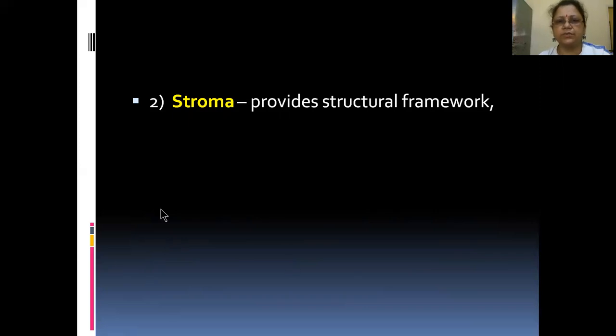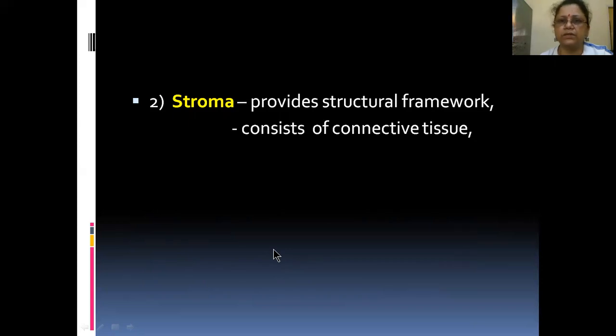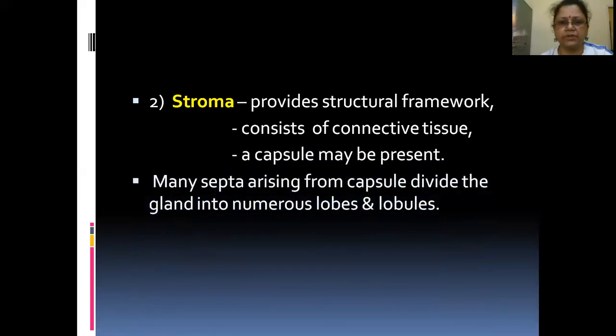Okay. So next point after parenchyma is the stroma. Stroma means the structural kernel. What does it consist of? It consists of connective tissue, and the complete gland will be surrounded by a capsule, mostly. That's where it is written as may be present.